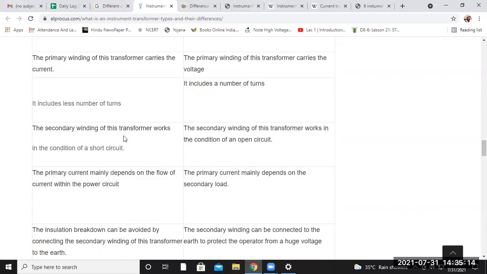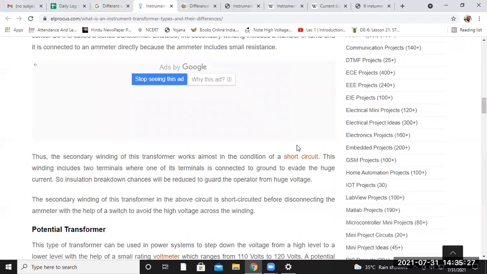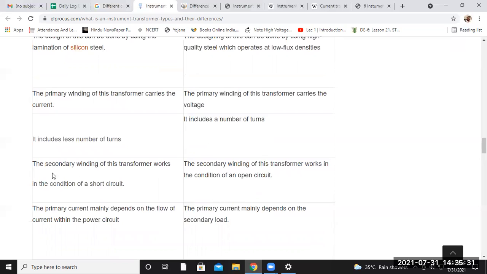Next, the secondary winding of the current transformer works in the condition of a short circuit, as we have seen. This works on the condition of short circuit. The secondary winding of the potential transformer works in the condition of an open circuit.